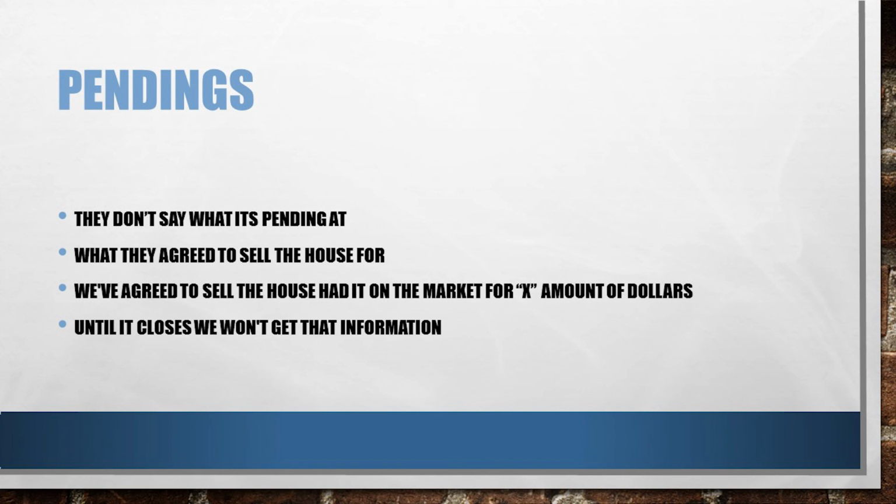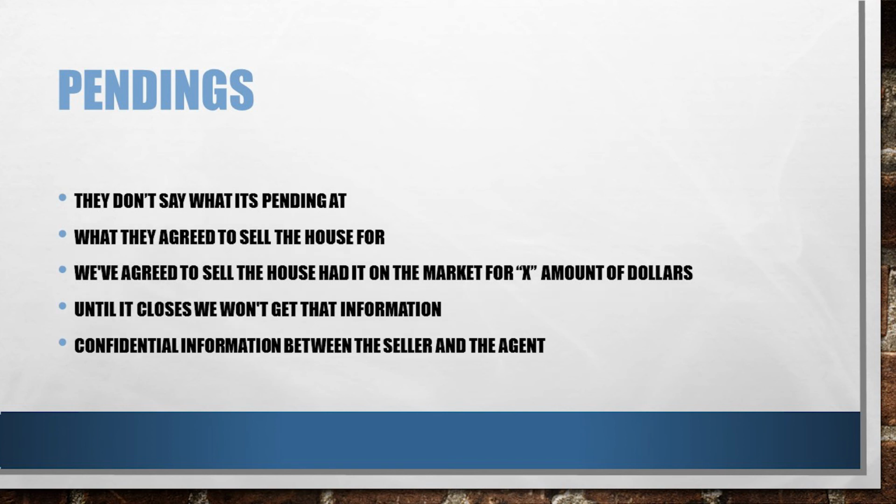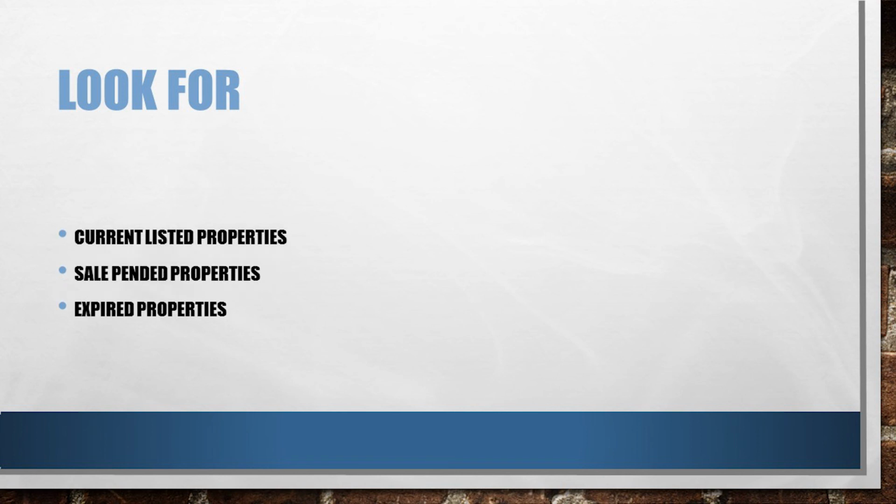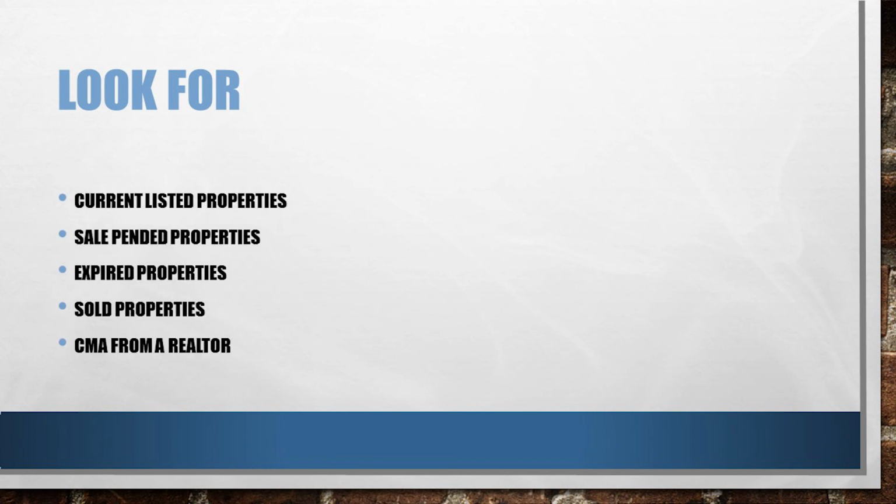And it's proprietary and confidential information between the seller and the agent, so they can't share that or shouldn't share that with us. So there's no reason in calling them and saying, hey, what did you sell that for? Can you tell me secretly? Because they can't. They shouldn't. And if they do, don't ever use them as a realtor, because they're going to give your information away to everybody else too. So I'm going to look for current listed properties, sale-pending properties, expired properties, and sold properties. And I want a CMA from a realtor.